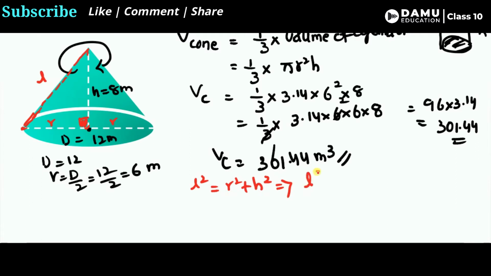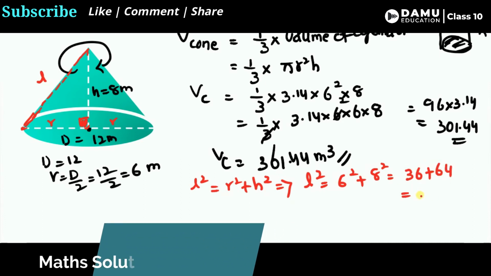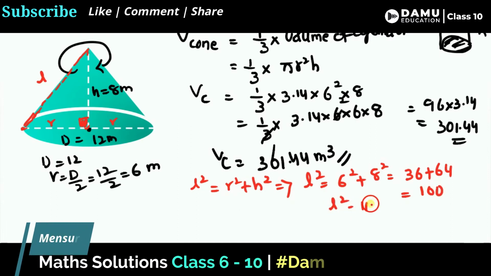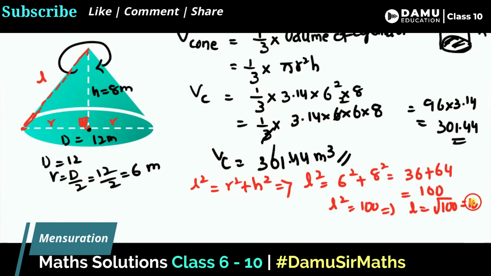So L square will be equal to: the radius is 6 square, the height is 8 square. So 36 plus 64, what will we get? So we will get 100. Then L square will be equal to 100. That implies L will be equal to the square root of 100. We will get it as 10. So the square root of 100 is 10, the square root will cancel. Then L will be equal to 10 meters. The slant height is 10 meters. Let's move on.